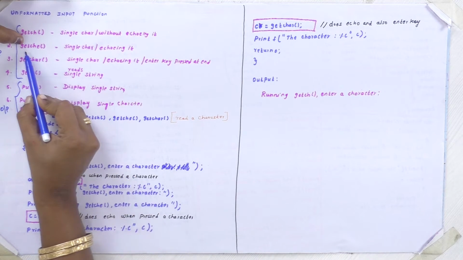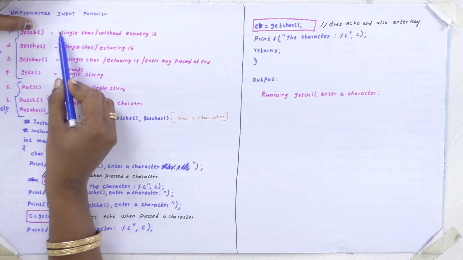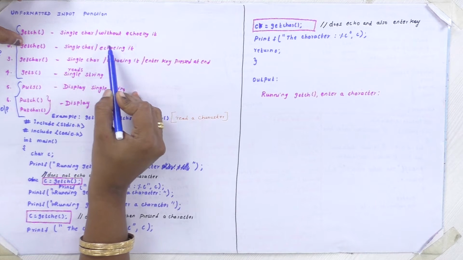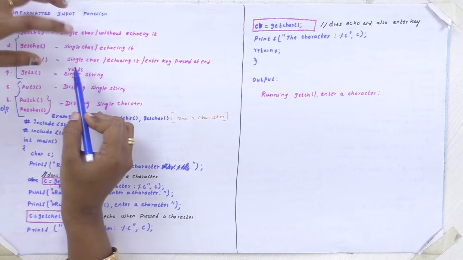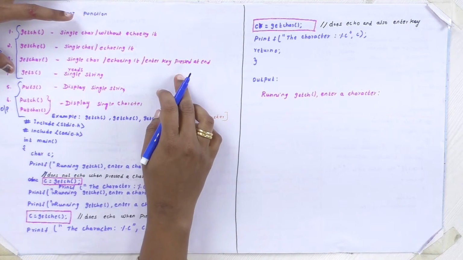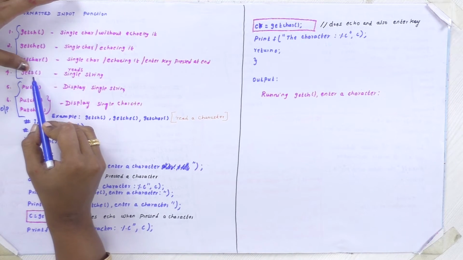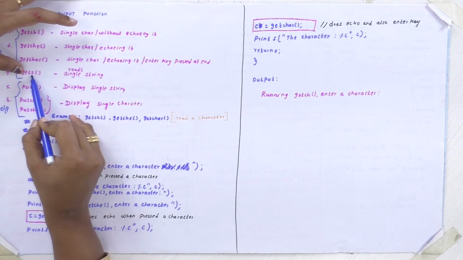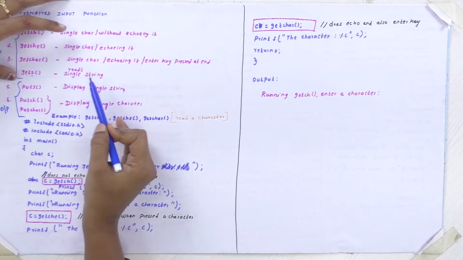The next one is getche, which is similar to getch, but it does echo the character. The next one is getchar. It reads a single character and also echoes it. When you press the enter key, it goes to the end of the program. The next one is gets. gets refers to string, so it reads a single string.